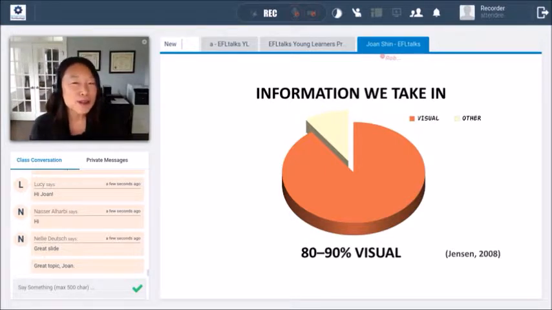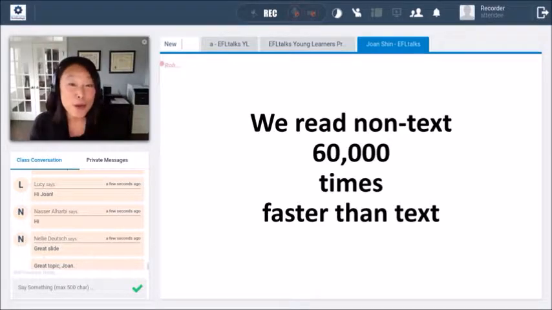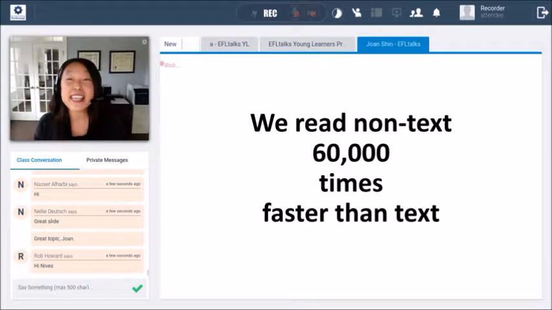This is similar to what we do when we read a magazine or surf the internet. We usually go to the images first to make sense of the text on the page or screen, or that might be what attracts us first to read text. So this is actually a very important reading skill. Did you know that we read non-text 60,000 times faster than text? When we read, we usually look for those visuals, right? Like the photos and illustrations and the graphics first.